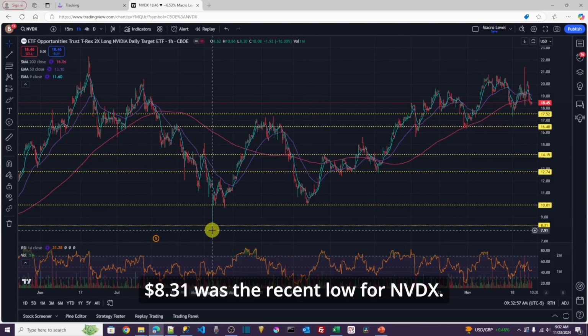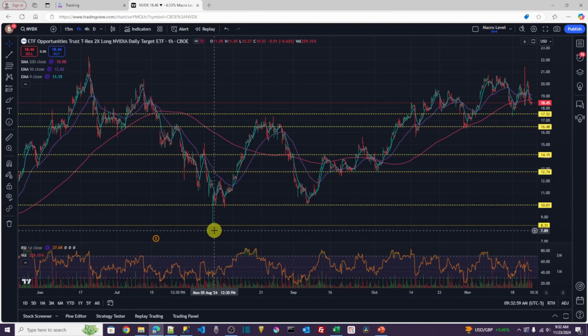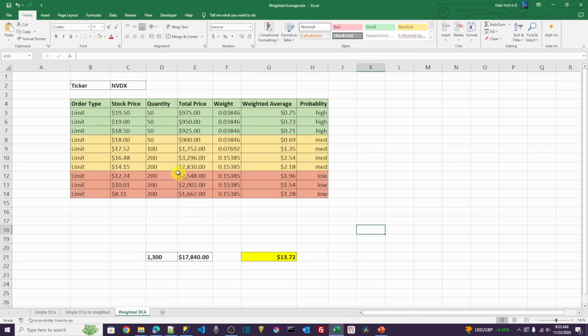This is important because if this was the lowest, it could also come back to the low again. That's why I wanted to factor some sort of weighted average based on $8.31. So this is what led me to plot these stock prices. These are just key levels.